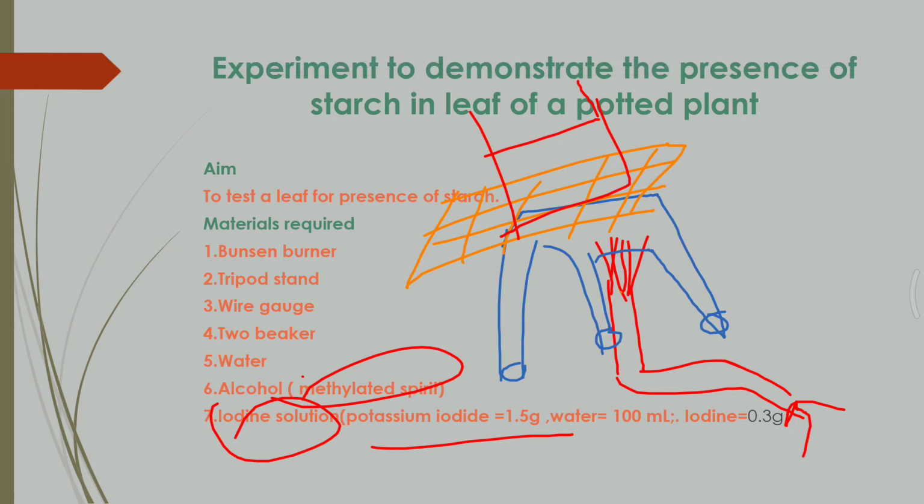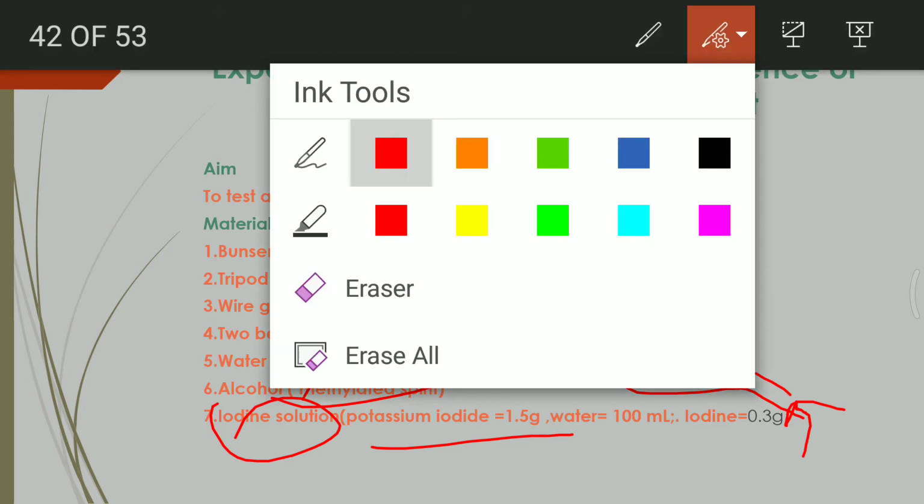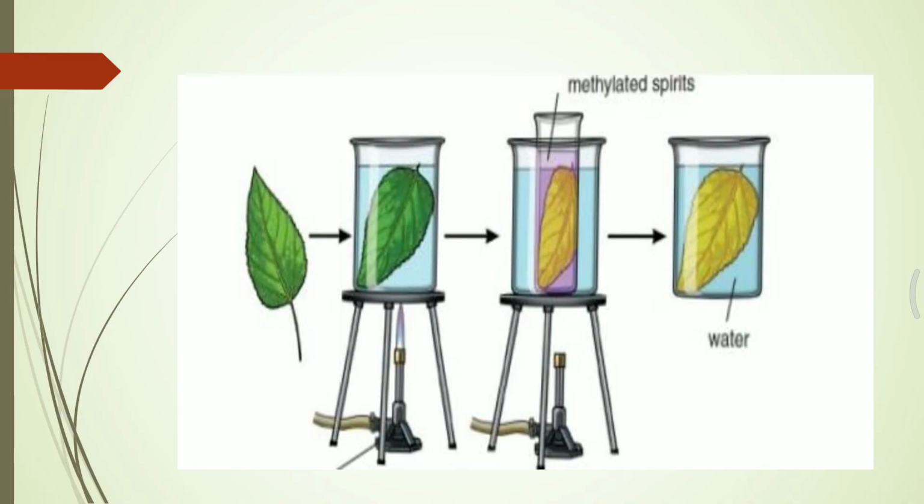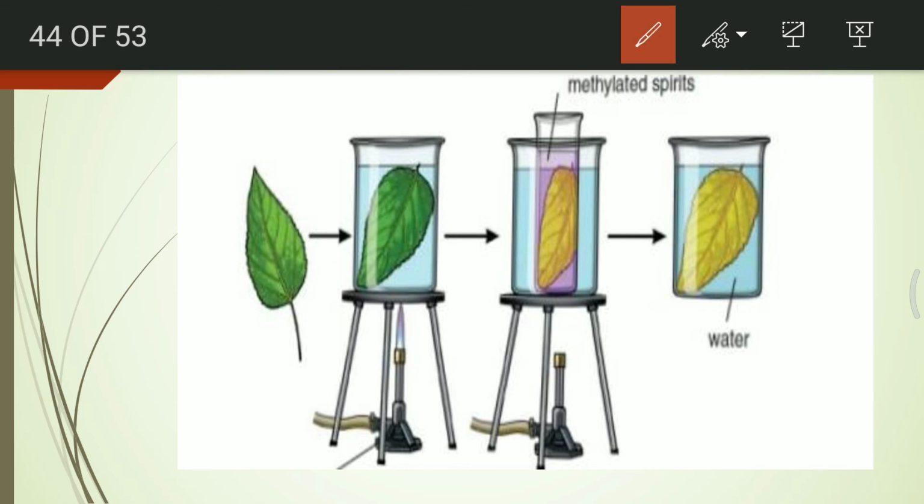Now let's see what we do in the experiment as such. At first a fresh leaf is taken which is undergoing photosynthesis, and then we put it in a water bath. Again a question would be there: what is the meaning of water bath? Certain substances we cannot heat directly over flame, so in order to heat them what we require is an arrangement which is somewhat similar to this.